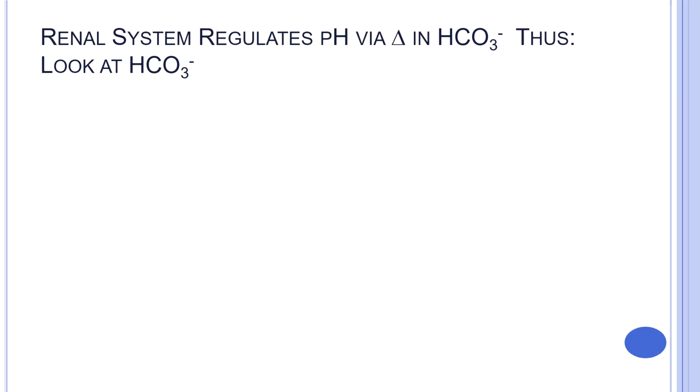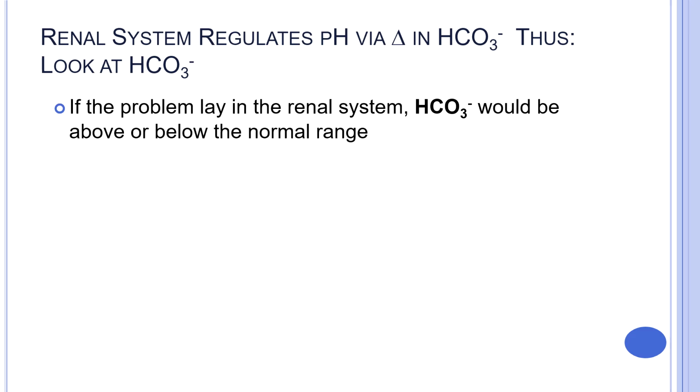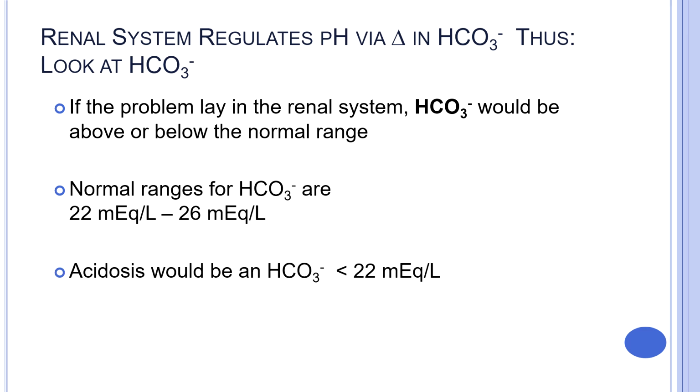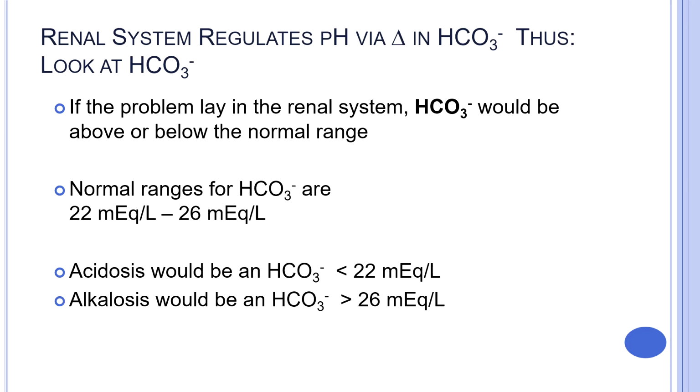So the renal system regulates pH via the bicarbonate. Thus, we're going to look at the bicarbonate reading. If the problem lies in the renal system, the bicarbonate would be above or below the normal range. So the normal range for bicarbonate is 22 milliequivalents per liter to 26 milliequivalents per liter. So acidosis would be a bicarbonate of less than 22 milliequivalents per liter. Alkalosis would be a bicarbonate of greater than 26 milliequivalents per liter.